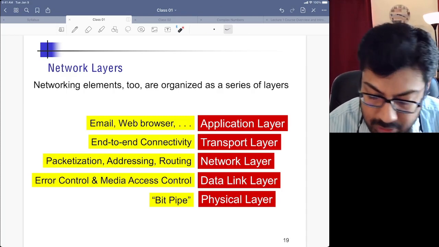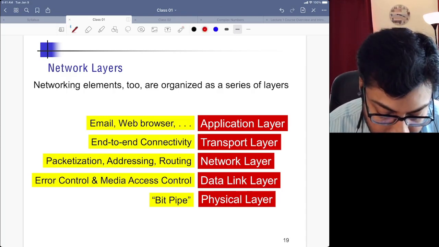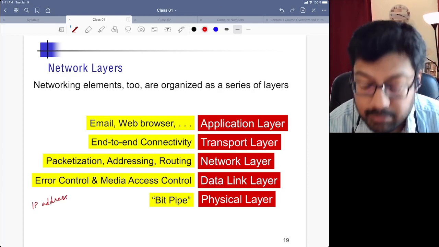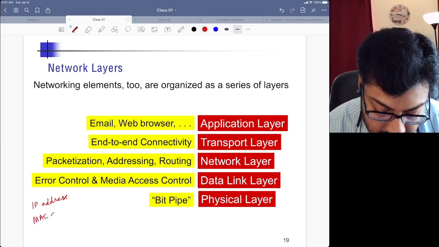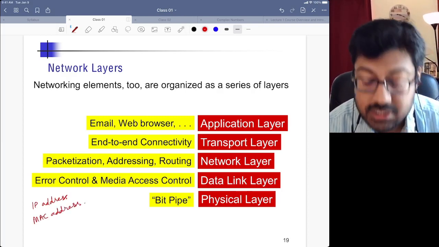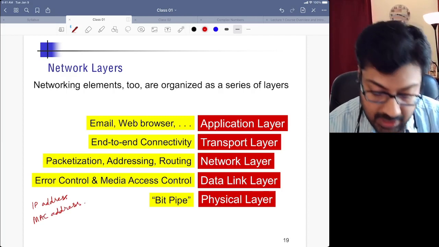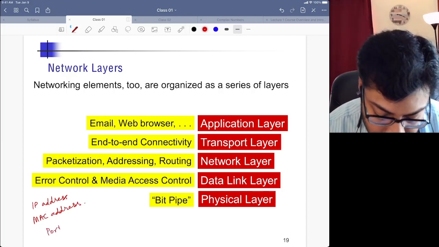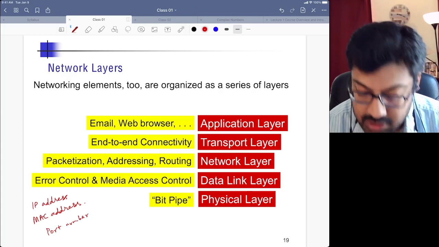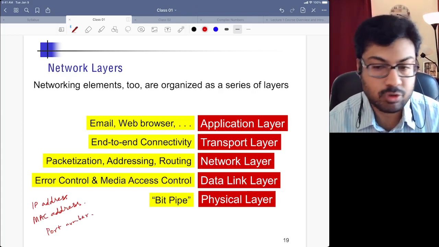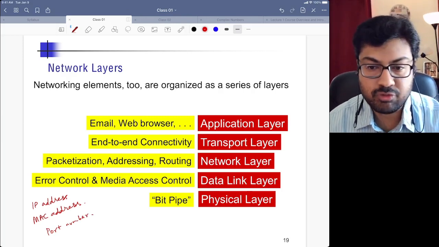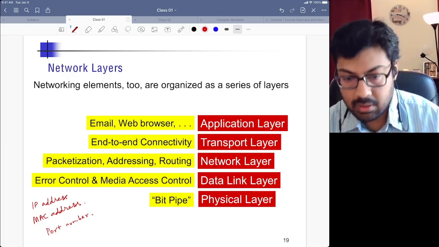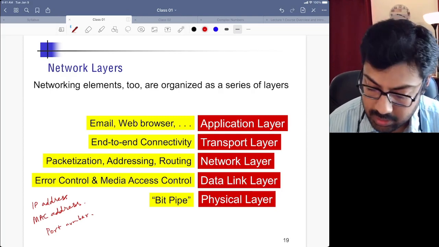So if you want to relate to the bottom three layers, it's IP address that falls under the purview of network layer, then the MAC address that falls under the purview of data link layer, and then you have your port number that falls under the purview of the physical layer, right? So that's essentially what you do to communicate between devices using a network, whether it be a wireless network or a wired network.